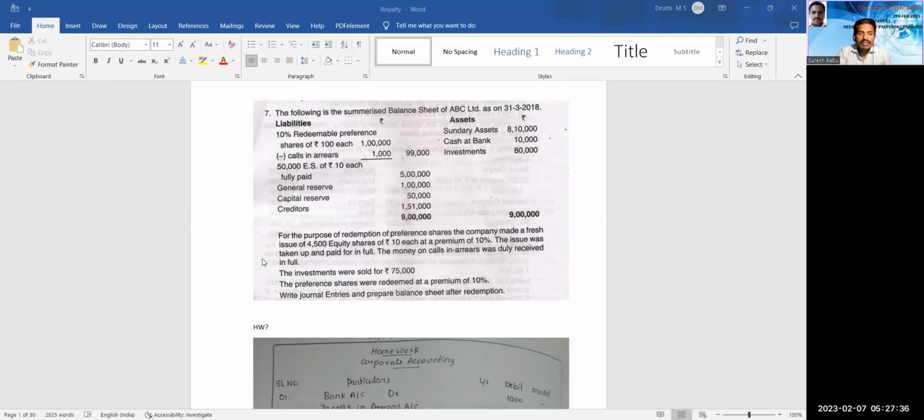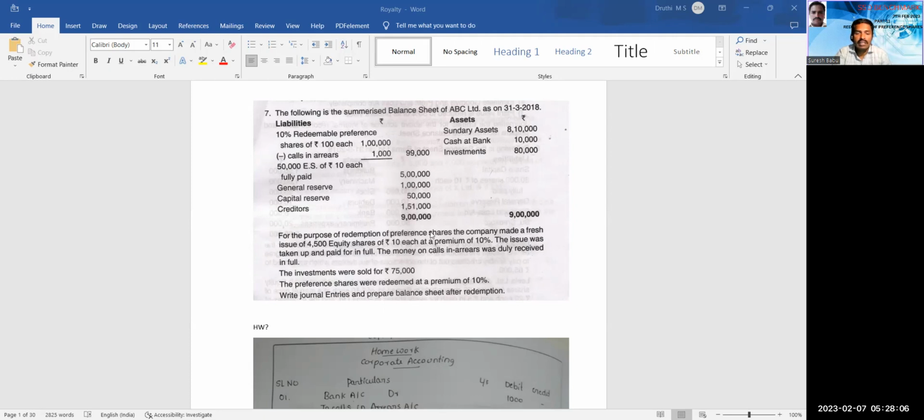The issue was taken up and paid in full. The money on calls in arrears was duly received in full. That's what I have already discussed. The investments were sold for 75,000 rupees. Investment, check here in the balance sheet, you have got 80,000 rupees. Now it is being sold for 75,000. That means the difference is a loss. Here there is no profit and loss account, there is general reserve. Hence this loss of 5,000 rupees is to be debited to general reserve account.